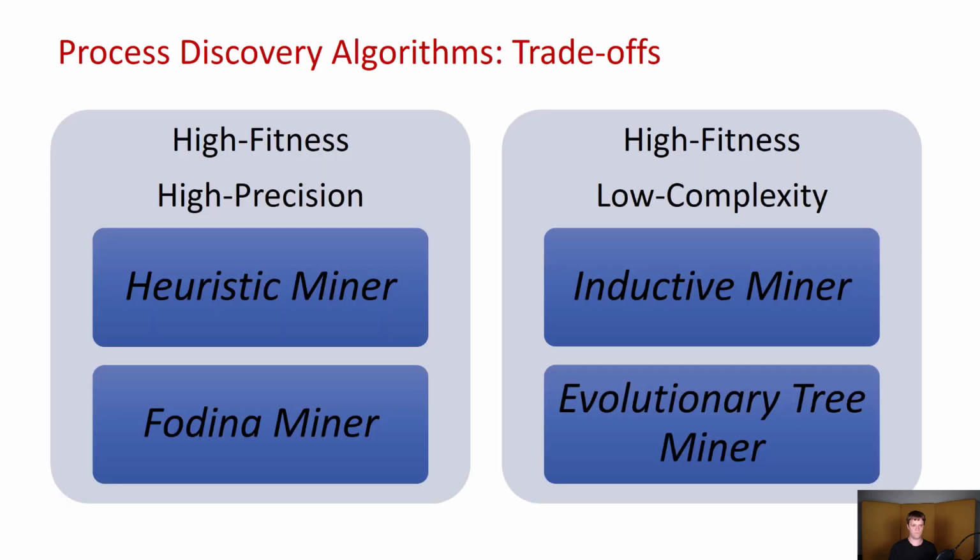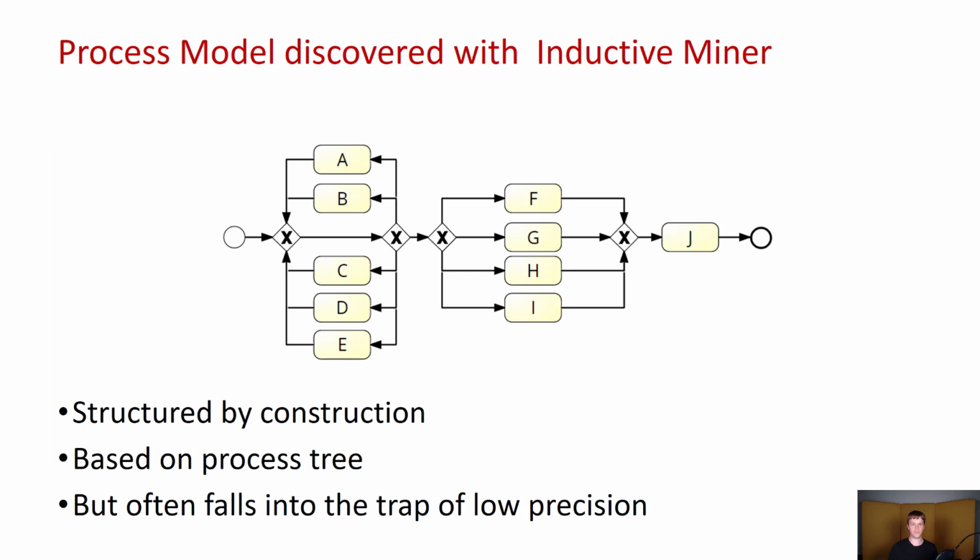Then another type of algorithms might be inductive miner and evolutionary tree miner. Those are also going to have high fitness, however, they will have lower complexity. A process model discovered with inductive miner might look like this. It is going to be structured by construction based on process trees, and it actually often falls into the trap of low precision.